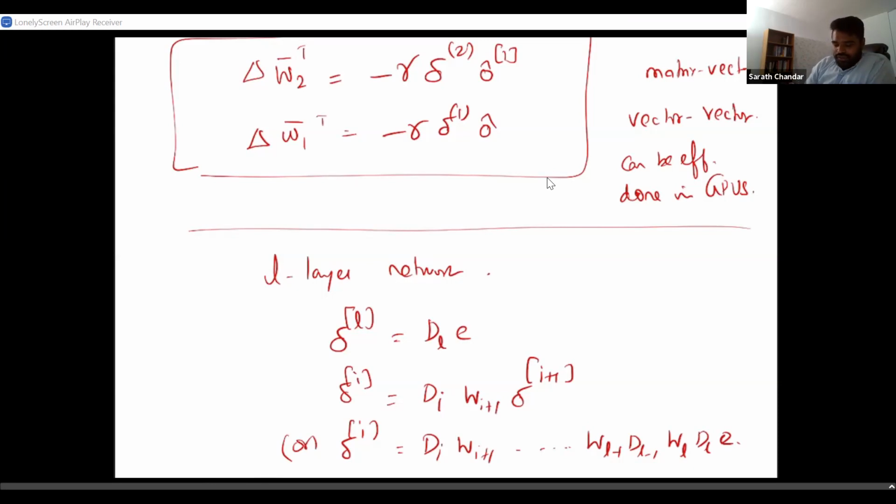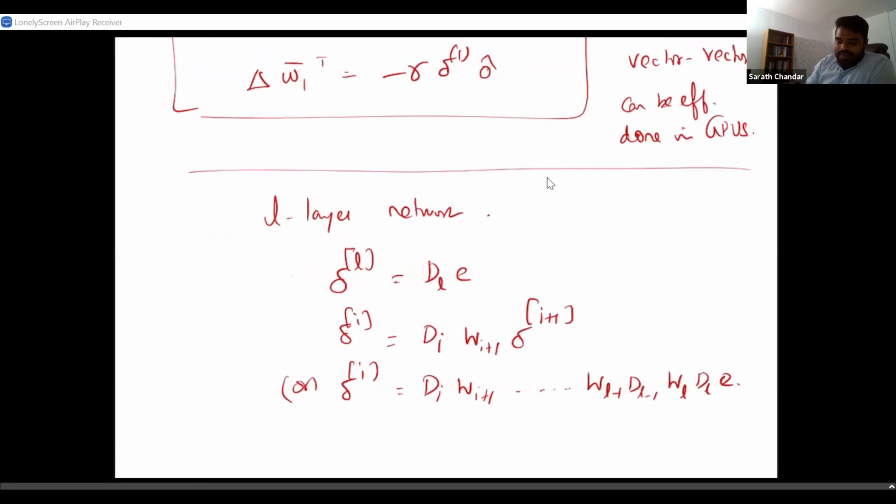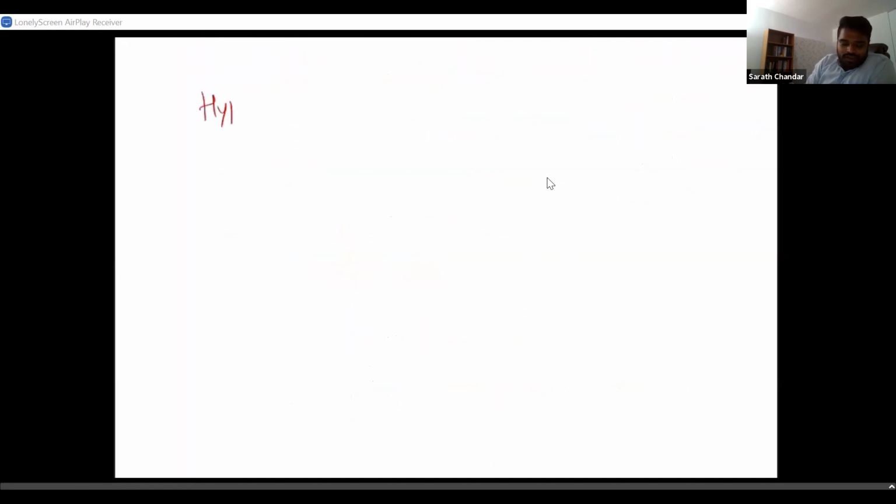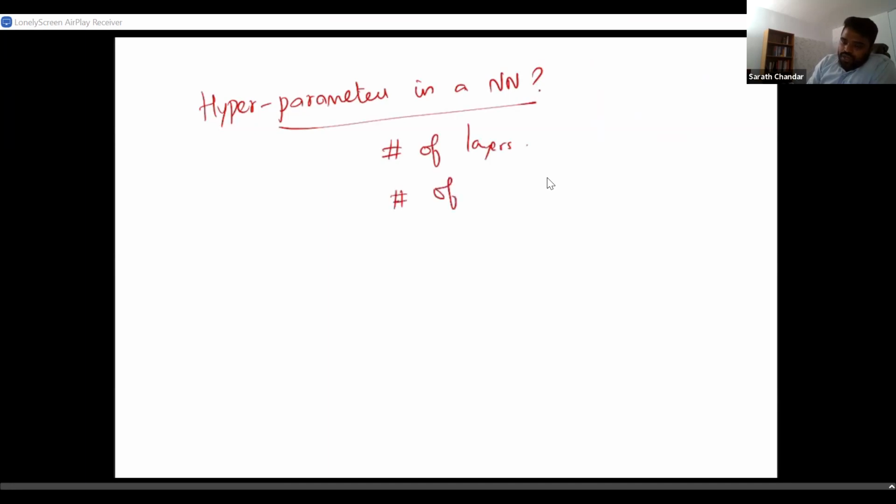So just to remind you of the hyperparameters that we have in neural networks. Can people list what the hyperparameters are that we have in a neural network? As we have already said, the number of layers, number of units per layer. Anything else? Activation functions. Anything else?